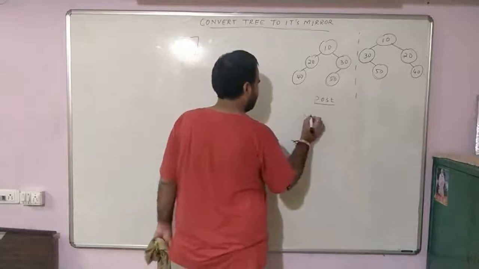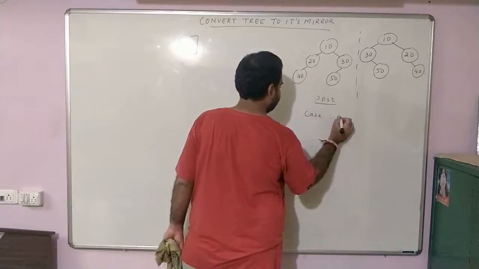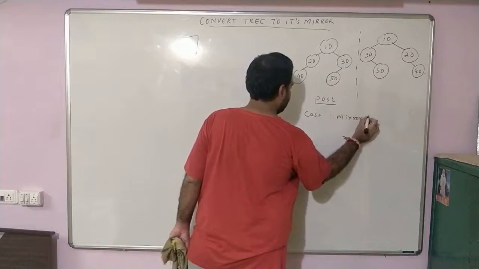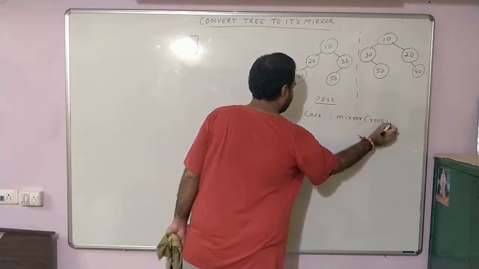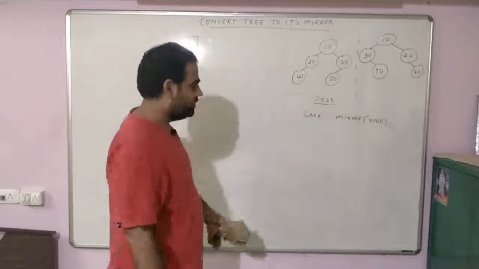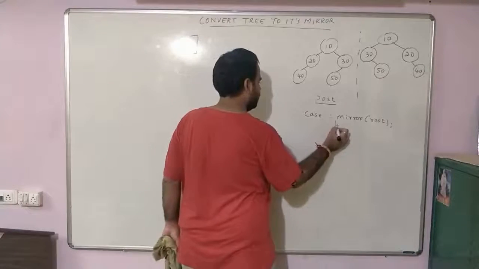Now, how do we write the case? We say case, whatever is the number. And what do I write? I say mirror of root. Whatever is the tree, it will convert to its mirror image. And here we write.